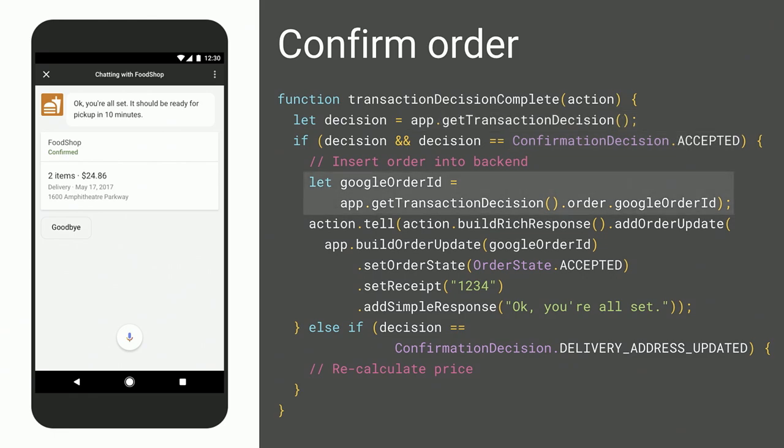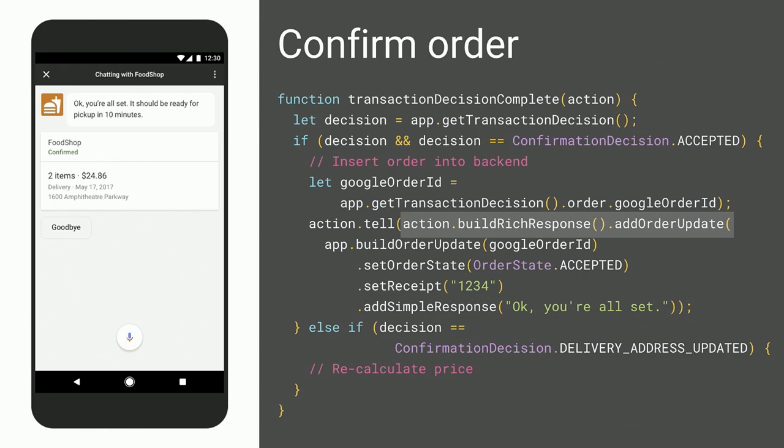So first, you obtain the Google Order ID, so we know which order you're confirming. Then you create the rich response. This time you create an order update object, which indicates the initial state. You specify a final order ID if it's changed, and set some text to include in the response. This results in the final receipt confirmation presented to the user, as you see on the left, and then the conversation continues from there.